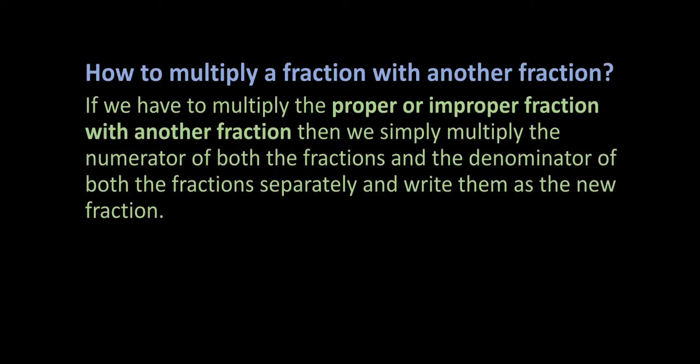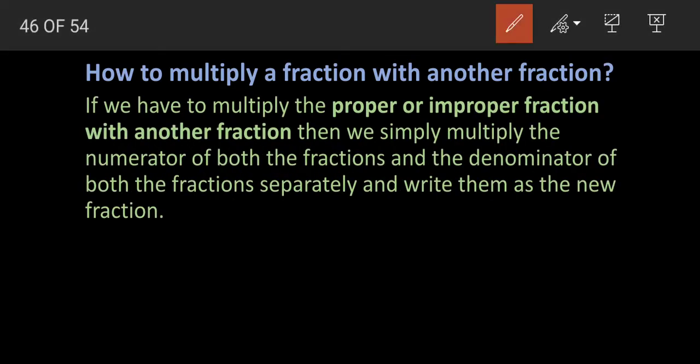Now come to how to multiply a fraction with another fraction. If we have to multiply a proper or improper fraction with another fraction, then simply multiply the numerators of both fractions and the denominators of both fractions separately, and write them as a new fraction. Clear? So while we are multiplying two fractions, we have to multiply the numerator with numerator and denominator with denominator.